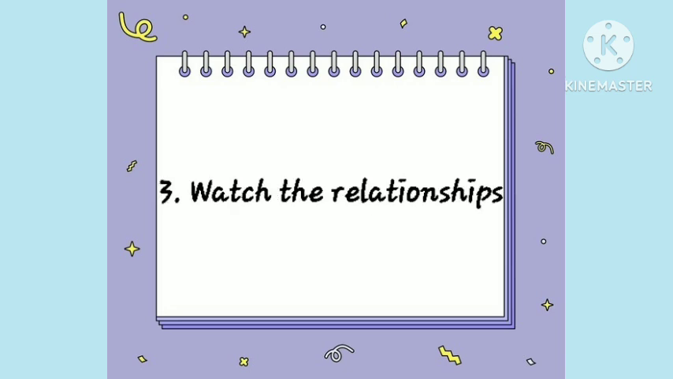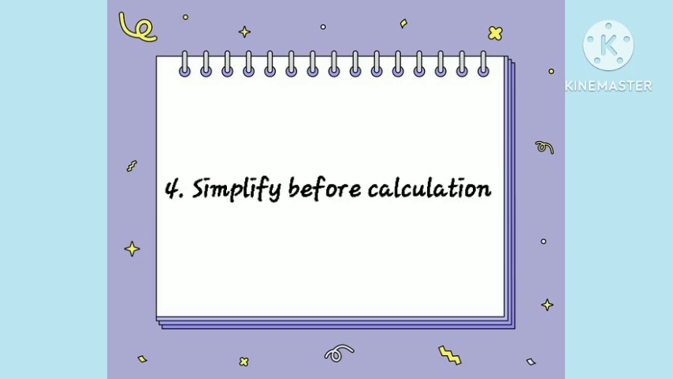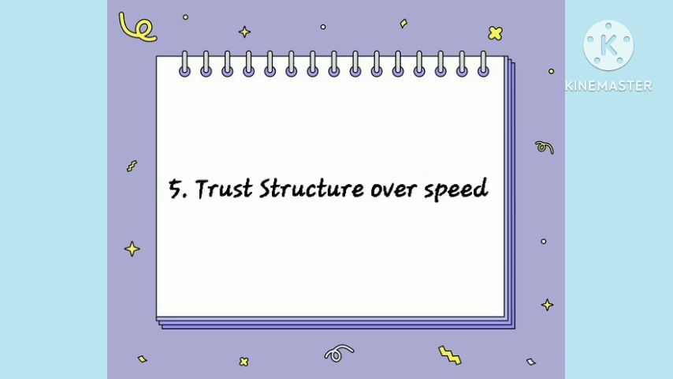Third, watch the relationships: cost price versus selling price, markup versus discount. Know who's compared to whom. Fourth, simplify before you calculate. Reduce ratios, cancel items, and plug in only after the setup is clear. Fifth, trust structure over speed. Rushing to get to the answer usually costs more time than taking a moment to plan.